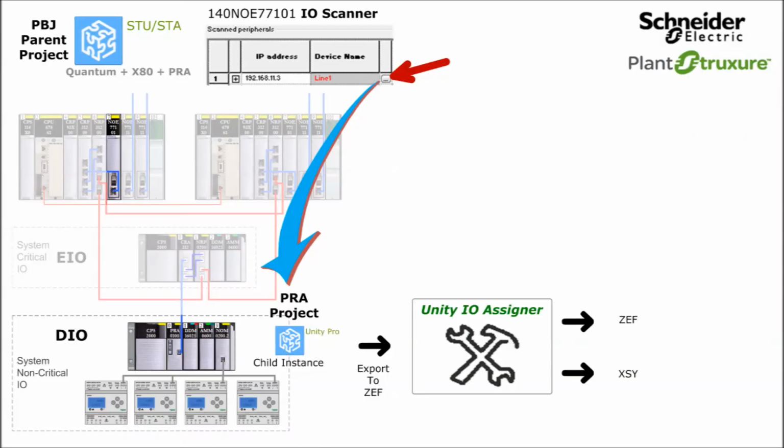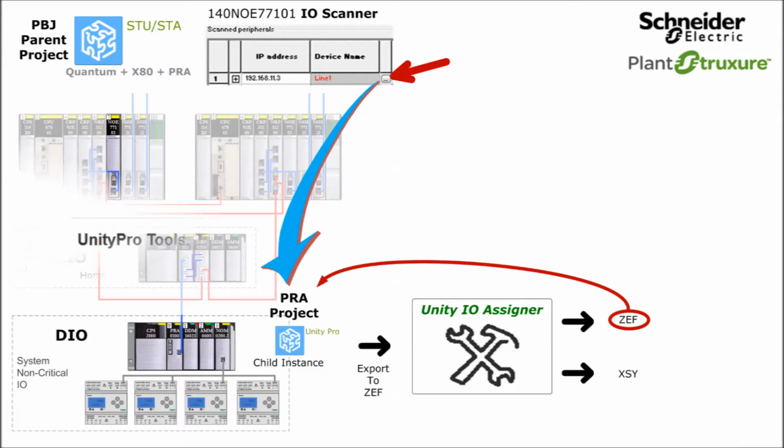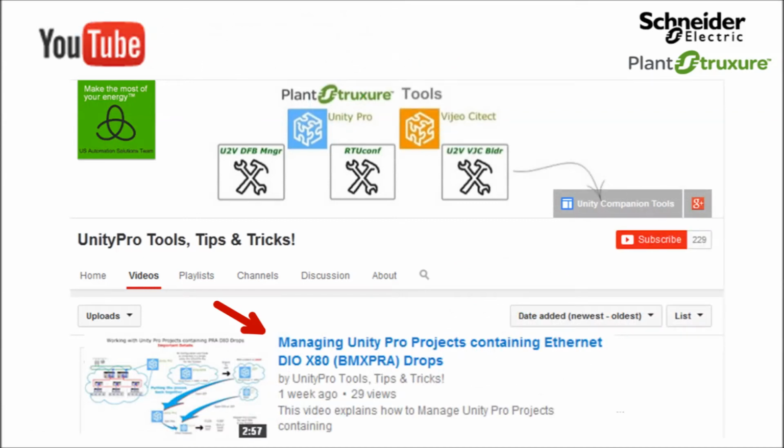The Unity IO assigner has created two Unity Pro export type files that will be used. The child Unity Pro instance DIO drop project is closed, and the Unity IO assigner produced ZEF file is opened. It is important to understand how to work with the child Unity Pro instances of BMX PRAs. To learn the details, see the video Managing Unity Pro Projects Containing Ethernet DIO X80 Drops.